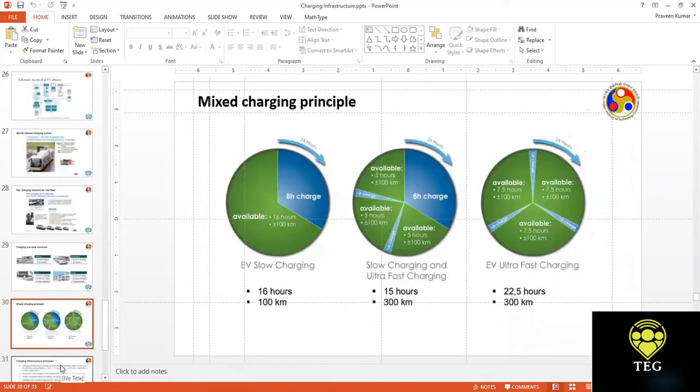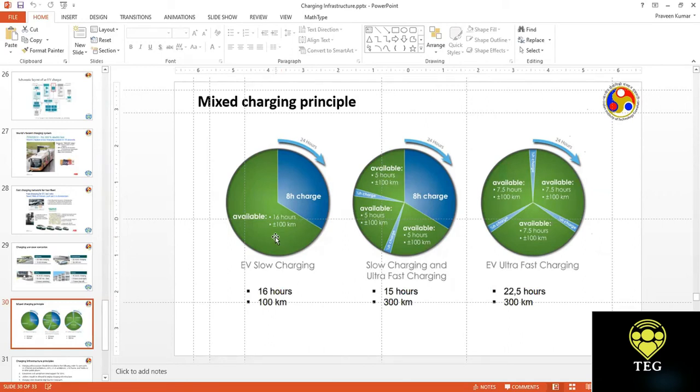Also there was a group which tried to build a mixed charging scenario. They looked at EV slow charging. The blue color in the pie charts shows the duration for which you charge. So in a 24-hour cycle, if you charge for 8 hours, which is slow charging, then your vehicle is available for 16 hours, and you can drive for around 100 kilometers.